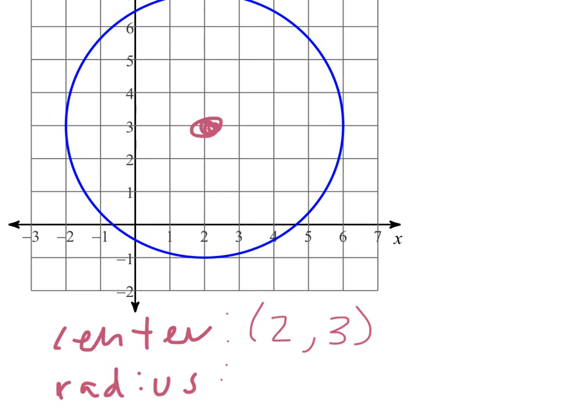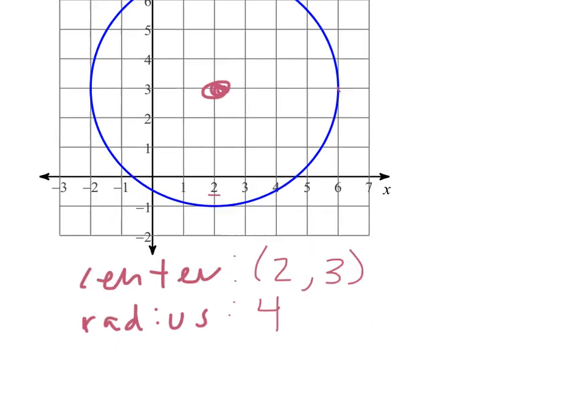And our radius, we just said it's 4 places from each side of the circle, so our radius is going to be 4. Now we can check here just to make sure that our boxes are only 1 unit for each. So we're going from 2 to 6 from here to here. So again, our radius is 4.